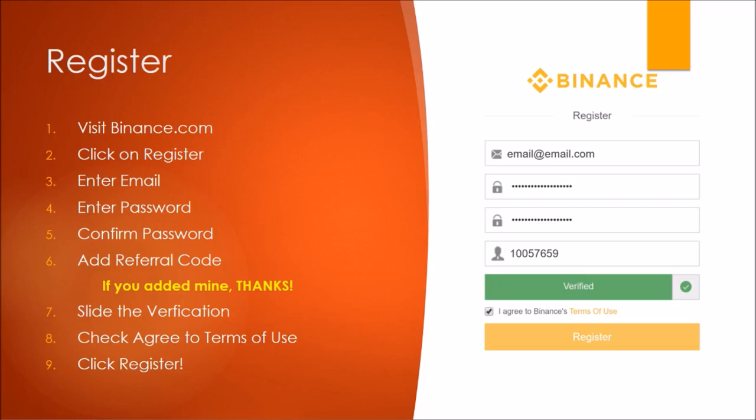You'll slide the little bar there so that you're verified to show you're not a robot. And then you're going to click on the box that says I agree to Binance's terms of use. And after you do that, you'll just click register. And then it will send you an email to where you can click on the email to verify that email address. And then you're already registered.